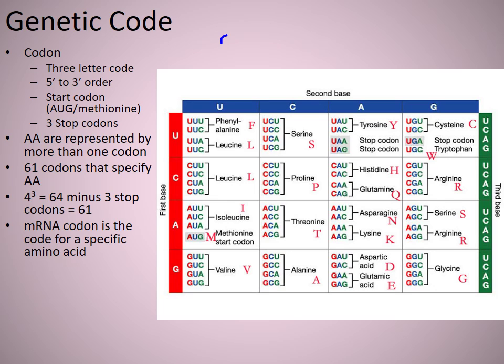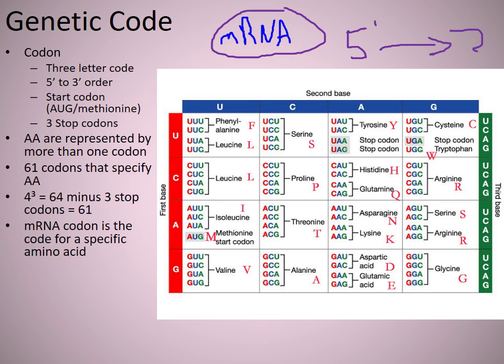Let me write it here: mRNA. This molecule will be transcribed from DNA. In this mRNA molecule, we can break the mRNA down into 3-letter codes, and these 3-letter codes stand for a specific codon. We start from the 5' to 3' order. So we start at the 5' end, and we work our way down to the 3' end. We read from the 5' end to the 3' end.